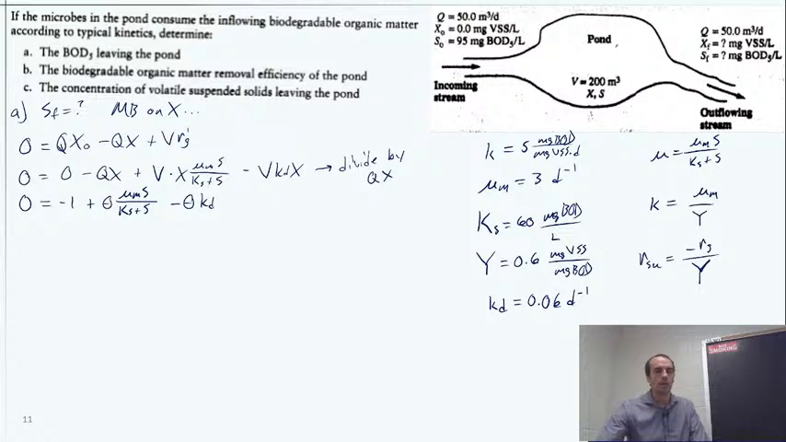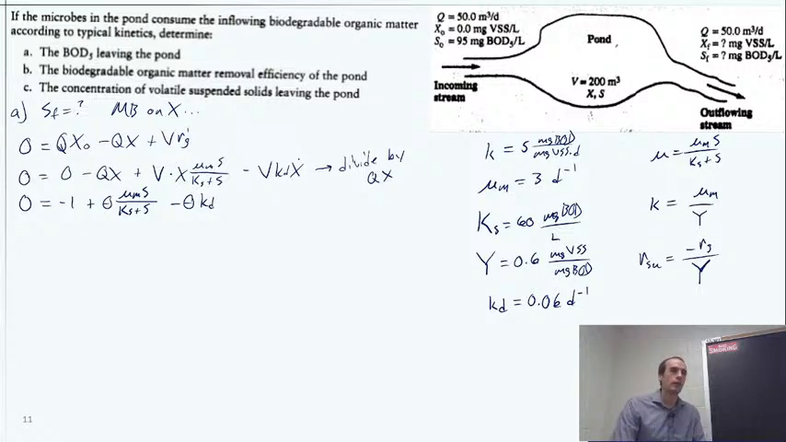What we'll recognize is x naught is 0. So if we take a look up here, we see x naught is 0. So that term goes to 0. And so we're left with 0 equals 0 minus Qx plus V times this growth, which is x mu max S times Ks divided by Ks plus S, subtracted by the death, which is V kd x. So all that in the volume is where the V's are coming from.